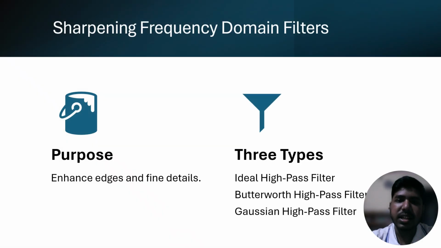Now let's discuss sharpening filters. Sharpening filters increase image details and make edges clearer. The three common sharpening filters are ideal high-pass filter, Butterworth high-pass filter, and Gaussian high-pass filter.